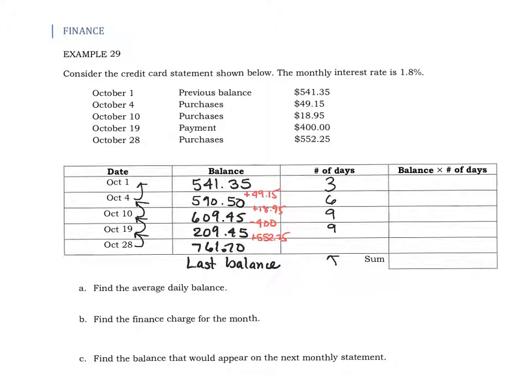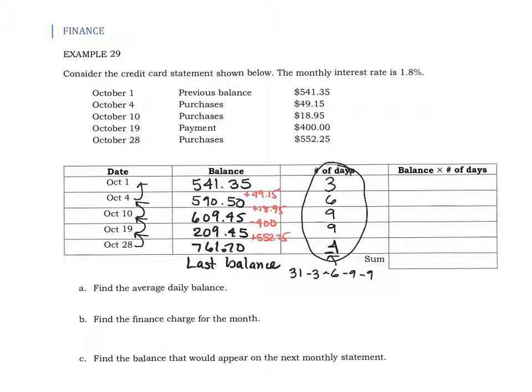The issue with my students is what we get here. Now there are 31 days in October, so to get this amount right here, that'll be 31 minus 3 minus 6 minus 9 minus 9, and we are going to end up with 4. All these numbers added up should be equal to the number of days in that particular billing cycle. So in October there's 31. Okay, so we've calculated the number of days.